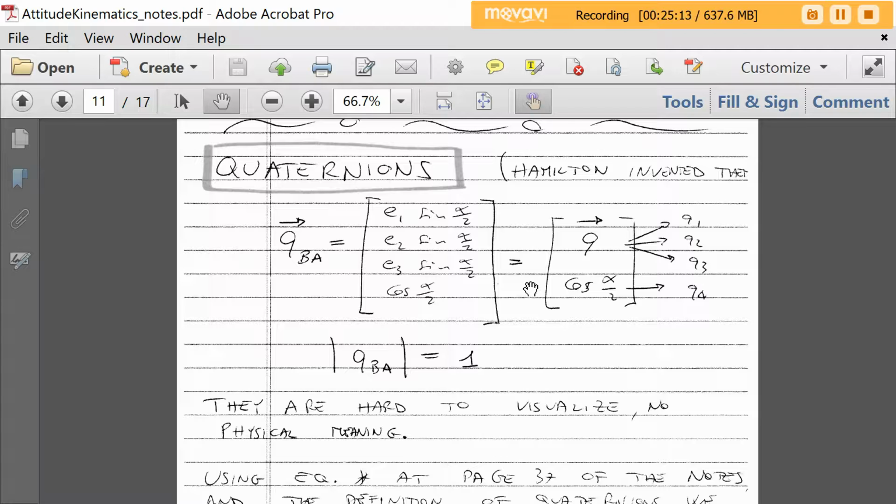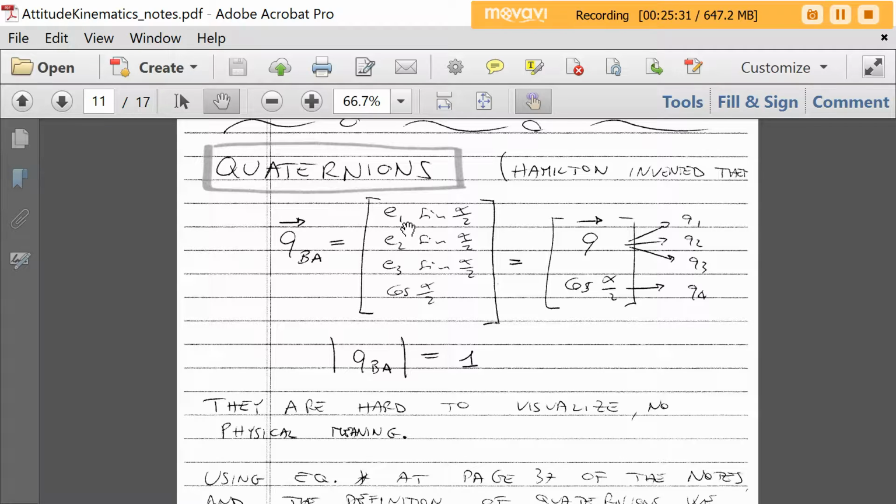Quaternions lose the visualization ability a little bit, even though they have some kind of physical meaning, because there is an axis and there is an angle, but it's just very difficult to see it. Euler angles are easier to visualize. But you can always go back and forth among all these representations.